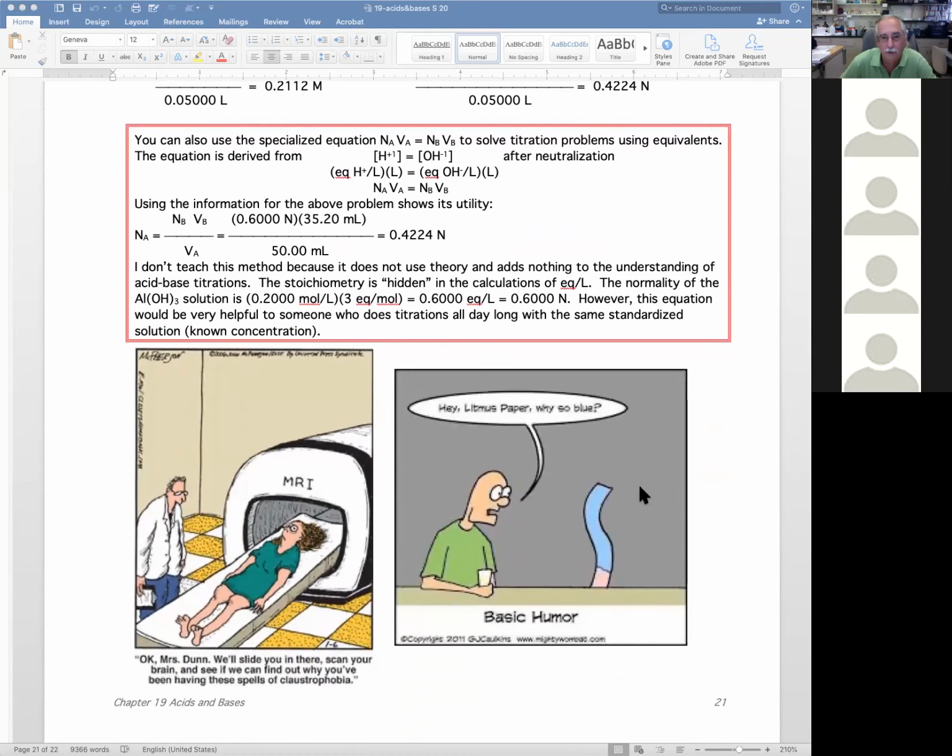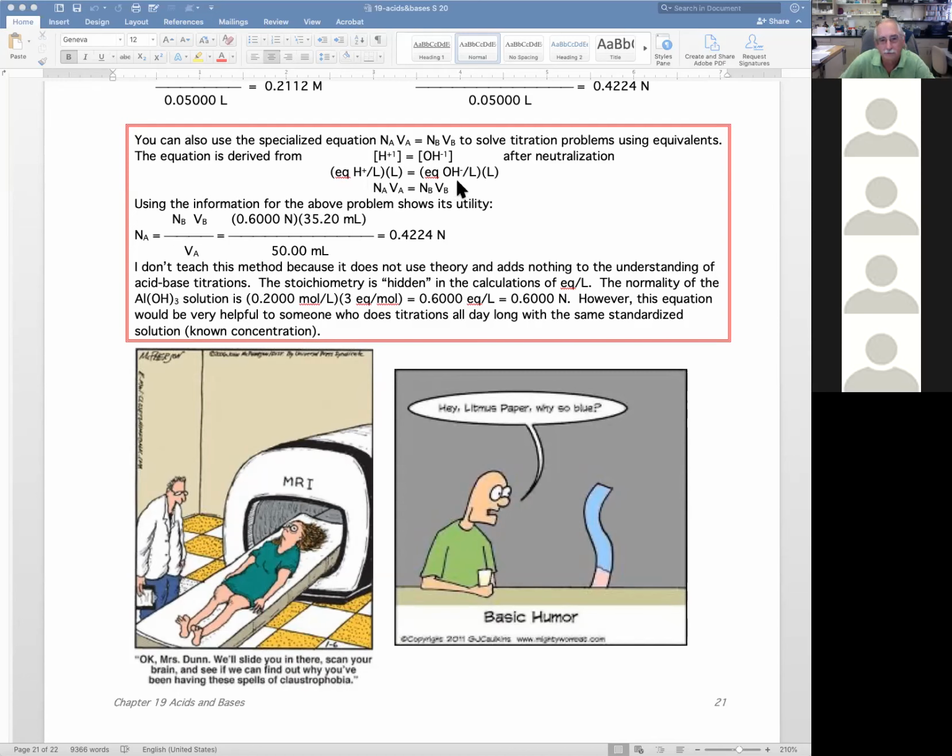So I'm going to show you the equation. It's equivalents per liter times liters for the acid equals equivalents per liter times liters for the base. What this does is gives you the amount of H plus, and this gives you the amount of OH minus, because that's what you're going to have at neutralization. They're put into the solution at equal amounts. But how could I get this right here? Well, I could take the equivalents of hydrogen ion per liter, that's the normality, times liters, or the equivalents of base per liter, which is the normality of the base, times liters.